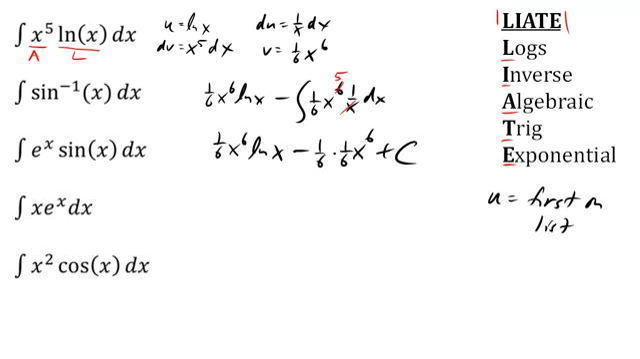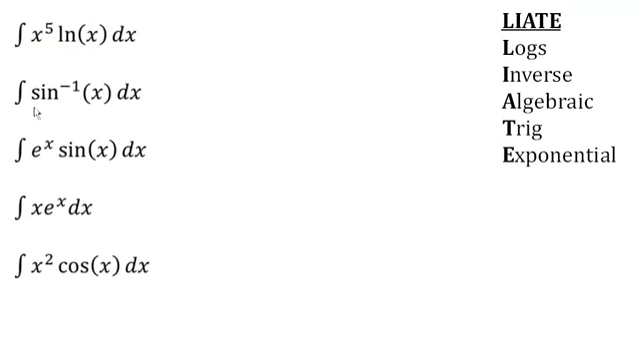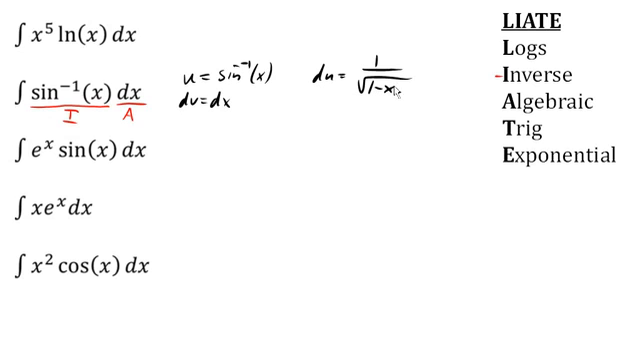So here, we have sine inverse of x, which is an inverse expression, and then dx, which is our algebraic expression here. So in this case, we would end up letting u equal sine inverse, and dv would equal dx. So then du would be 1 over the square root of 1 minus x squared dx, and v will be just x. So then in our integral, we have u times v minus the integral of v times du.